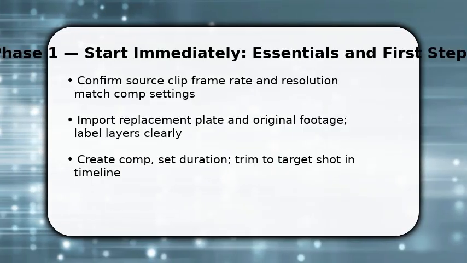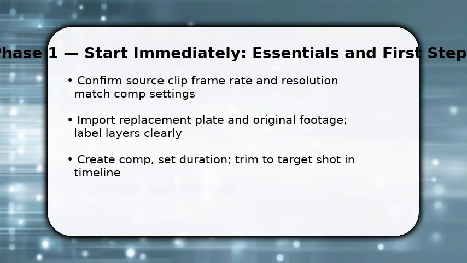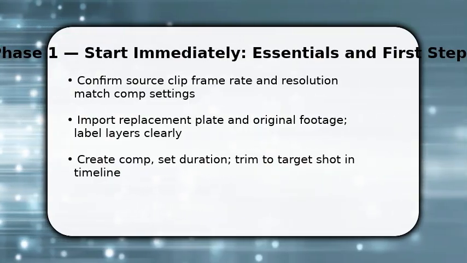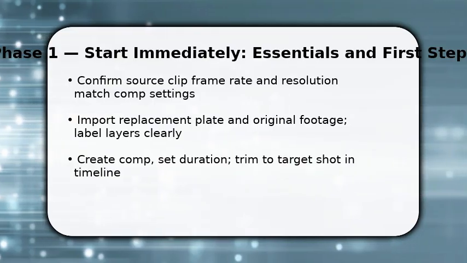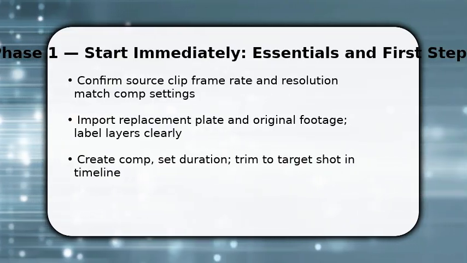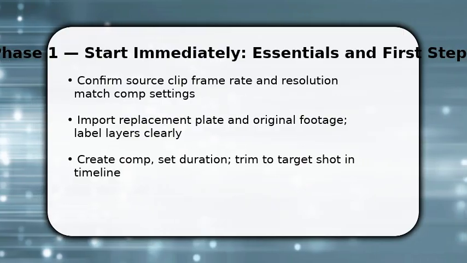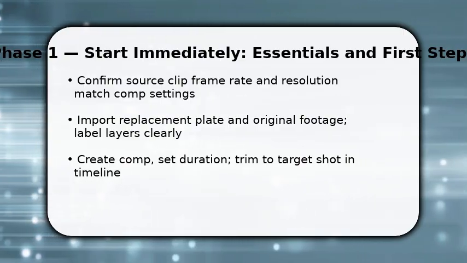You start by prepping assets. This saves time later. Import both the original shot and your replacement plate, then create a comp matching the clip's frame rate and resolution. Once done, trim to the target section and lock the original as reference.